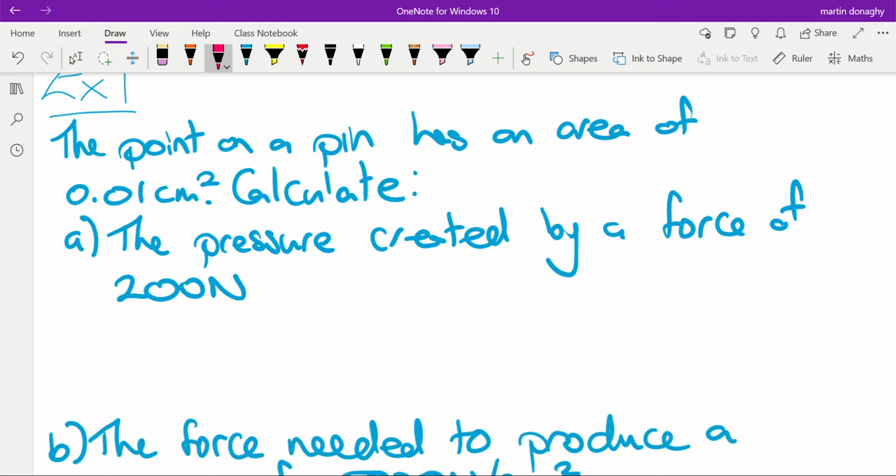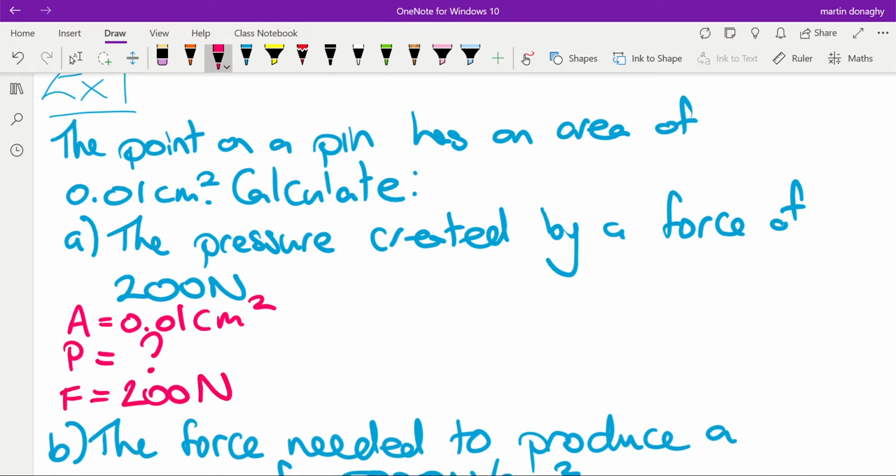Okay, so let's look at this example. It says a point on a pin has an area of 0.01 centimeters squared. And it says calculate the pressure created, so we're trying to find P, for a force of 200 newtons. So you can see we do the same thing we always do, extract the information from the question first, then we write out the equation as is, as we would learn it, P equals F divided by A.